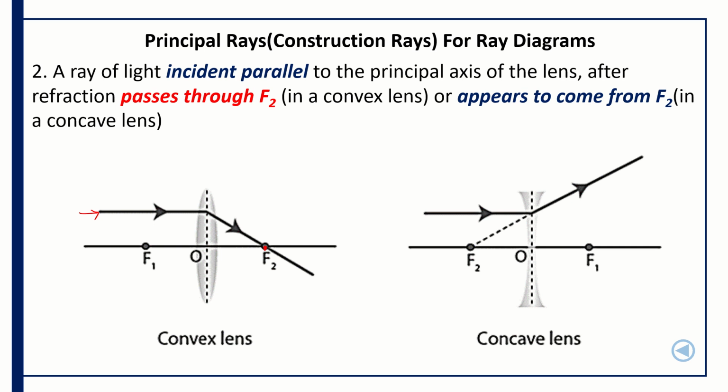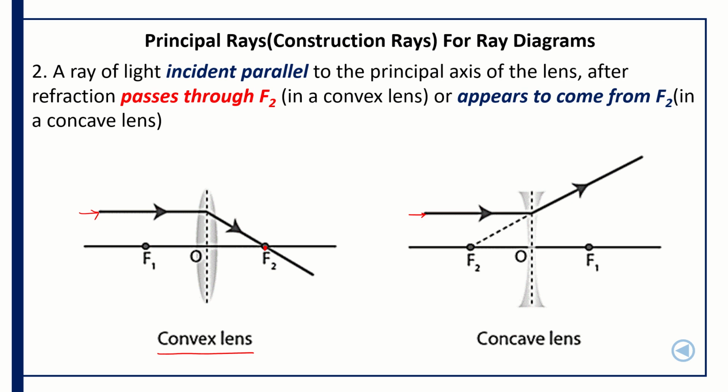So a ray of light incident on a convex lens, in the first case, will pass through the secondary focus. In the concave lens case, what is happening? If a ray parallel to the principal axis is falling on the lens, then the lens will diverge that light ray, and if I extend that light ray, it appears to come from the secondary principal focus point.